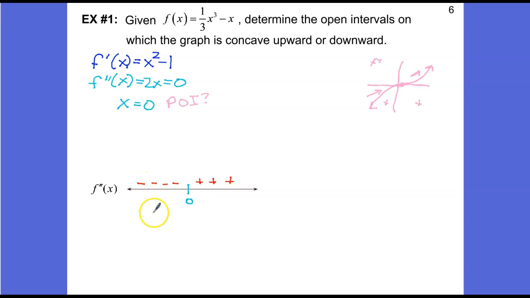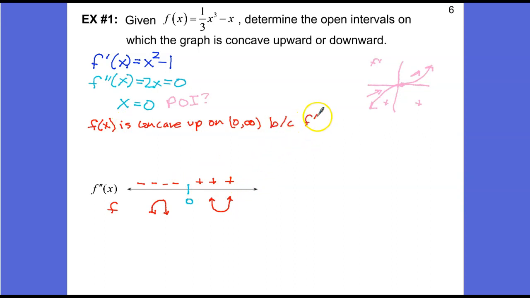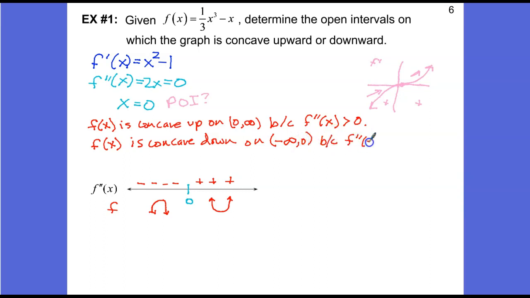Now, where it's negative, f is going to be concave down. Where it's positive, f is going to be concave up. So let's write: f of x is concave up on the open interval from 0 to infinity, because f double prime of x is greater than 0. f of x is concave down on the open interval from negative infinity to 0, because f double prime of x is less than 0.